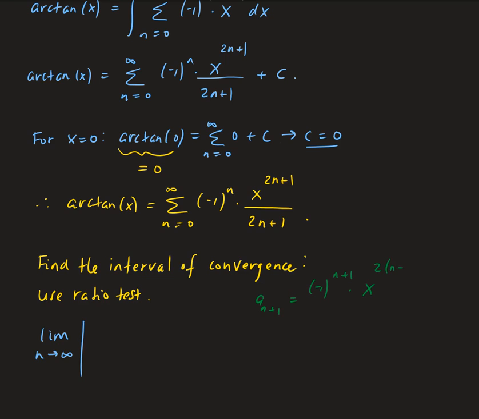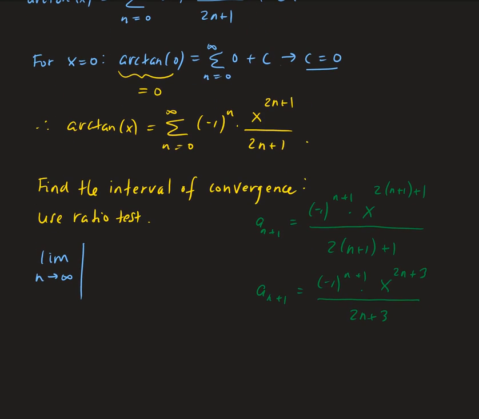We substitute n plus one in for n, and then divide by two times n plus one, plus one. This is going to give us minus 1 to the n plus 1 times x to the 2n plus 3, divided by 2n plus 3. So now we need to take the limit of the n plus 1 term.